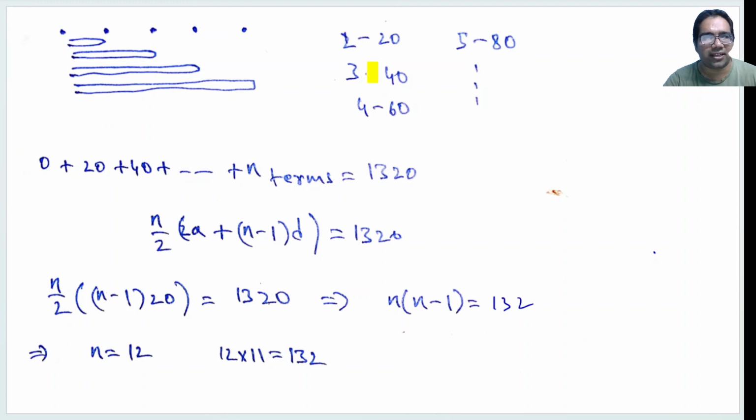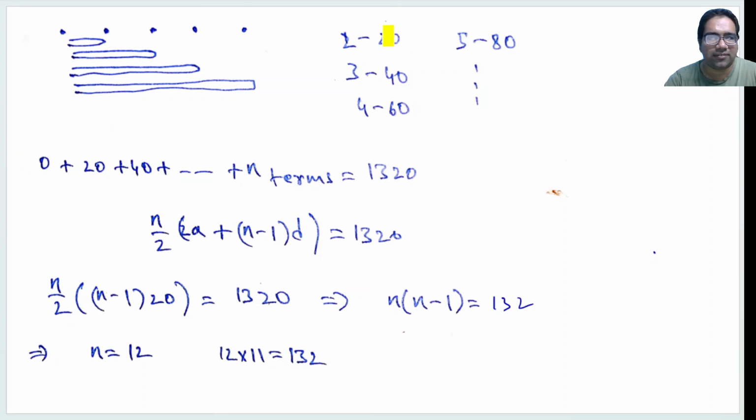Right. For the second one, he is covering 20 meters. For the third one, he is covering 40 meters. For the fourth one, he is covering 60 meters. For the fifth one, he is covering 80 meters. Like this, for the nth one, he will cover (n minus 1) into 20. Right, (4 minus 1) into 20 is 60. Similarly, (n minus 1) into 20 he will cover.